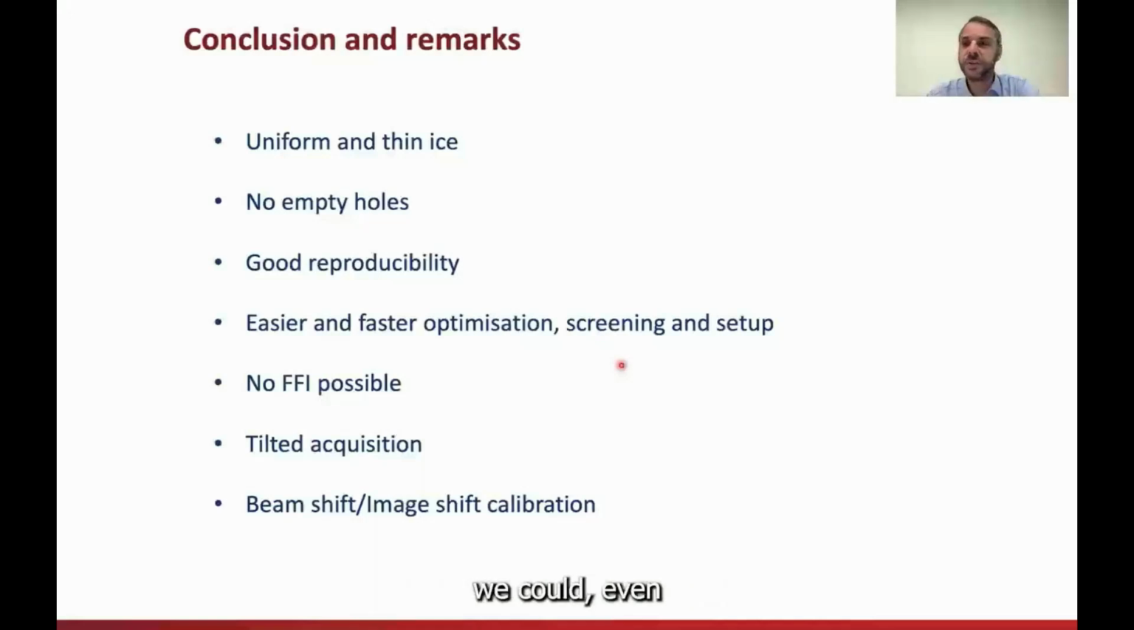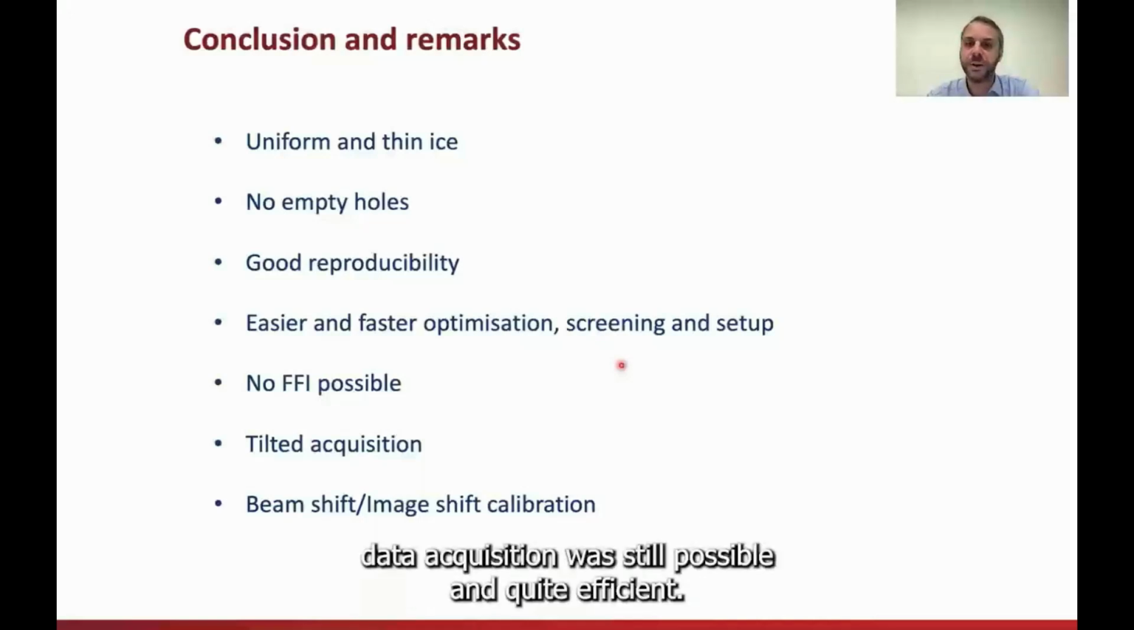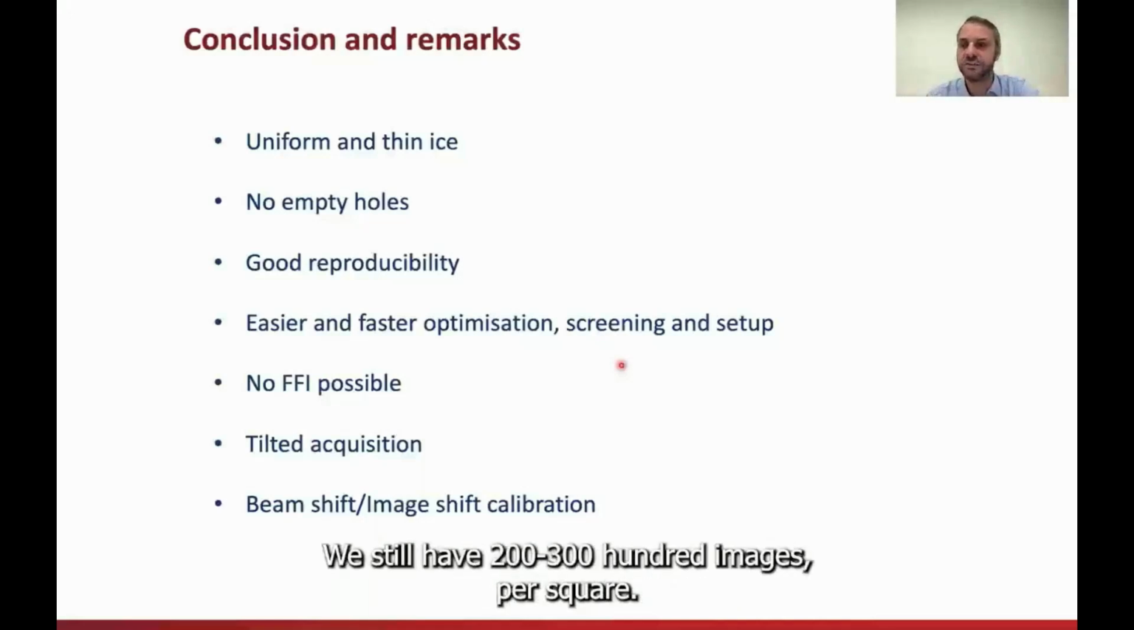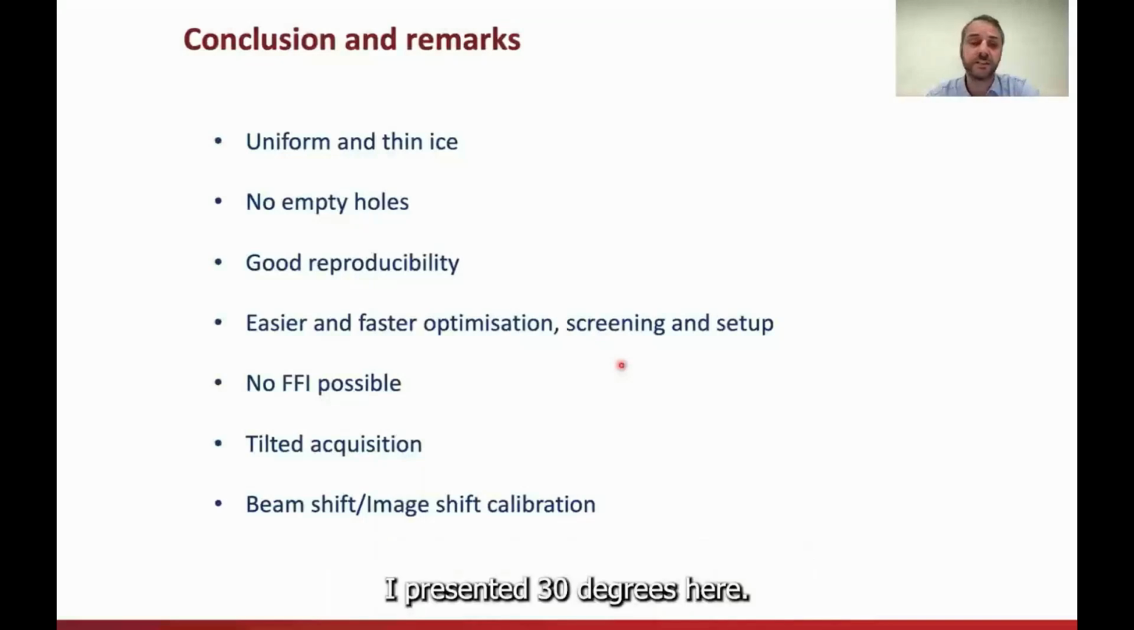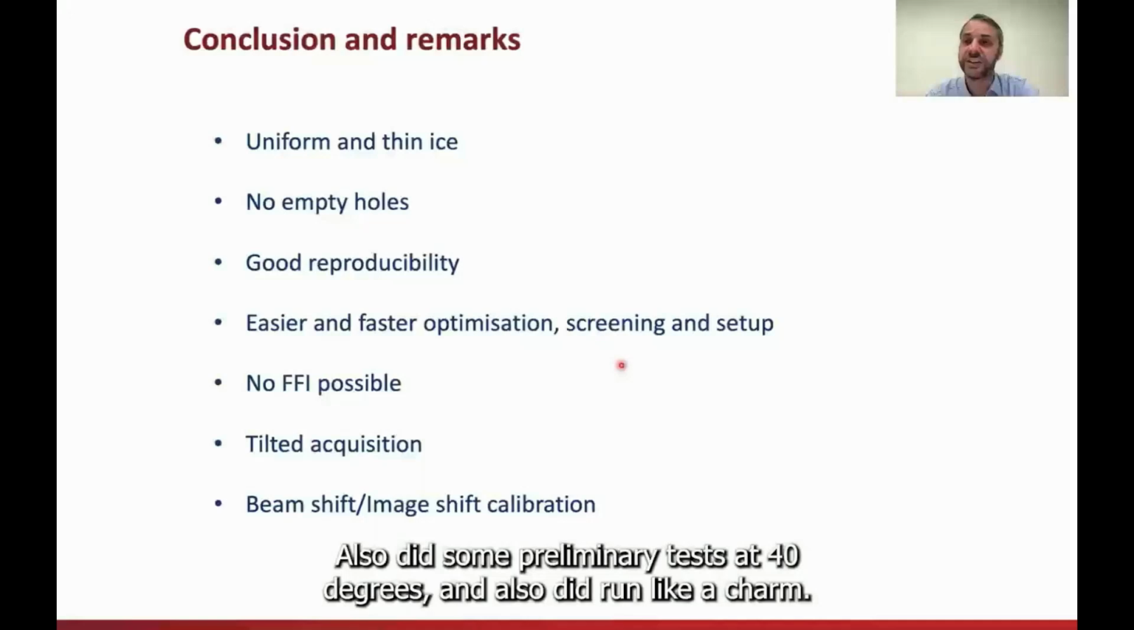Even without the fringe-free imaging option, like on our Glacios, data acquisition was still possible and quite efficient, with still 200, 300 images per square. Tilted acquisition was possible, so I tested 30 degrees. I presented 30 degrees here, also did some preliminary tests at 40 degrees, and it also ran like a charm.